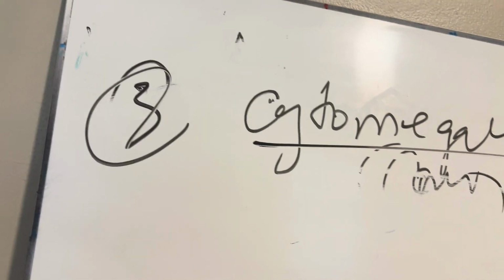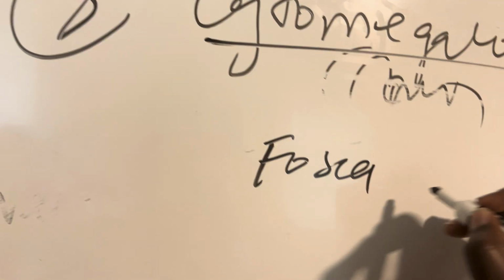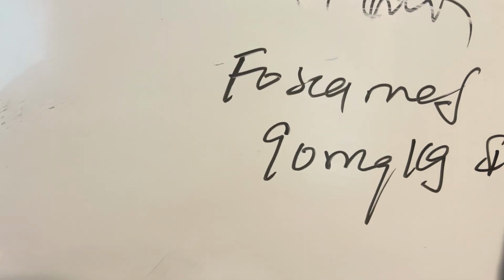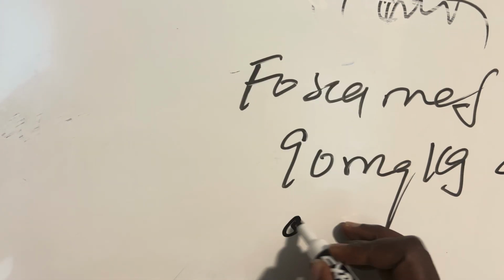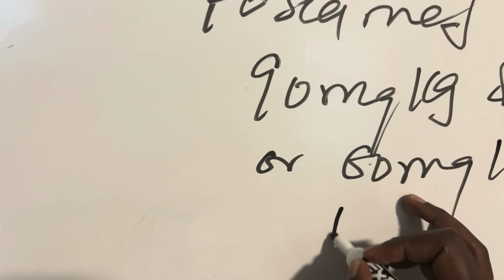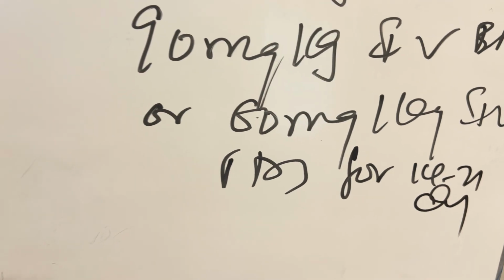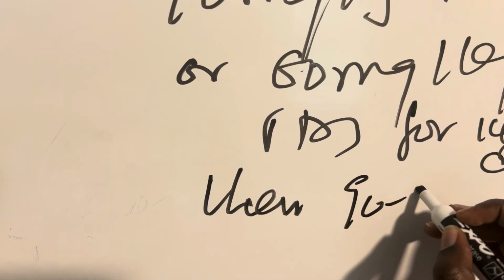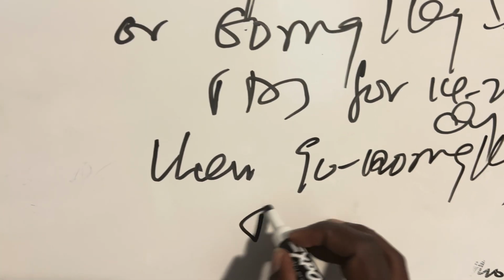And then what is the alternative? This is a viral infection, so they give antivirals, foscarnet. So 90 milligram per kg IV BD, or 60 milligram per kg IV TDS for 14 to 21 days. Then 90 to 120 milligram per kg IV daily.